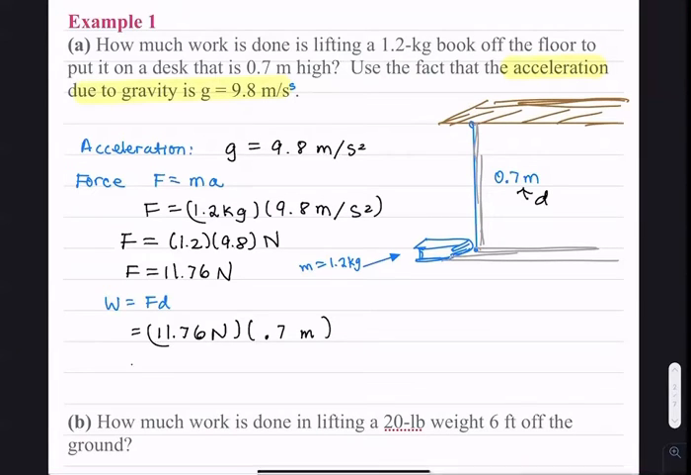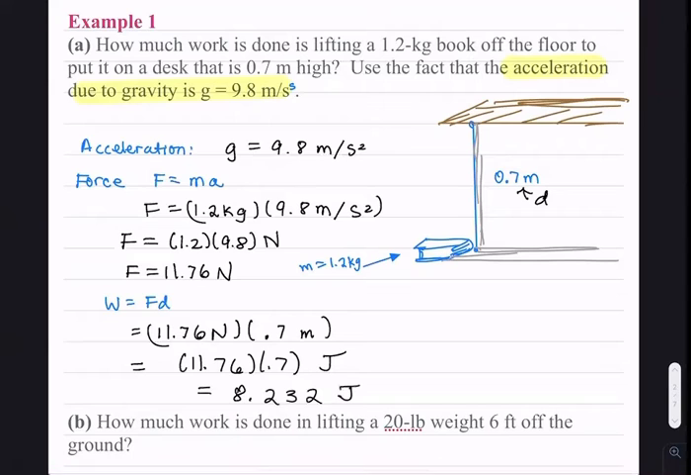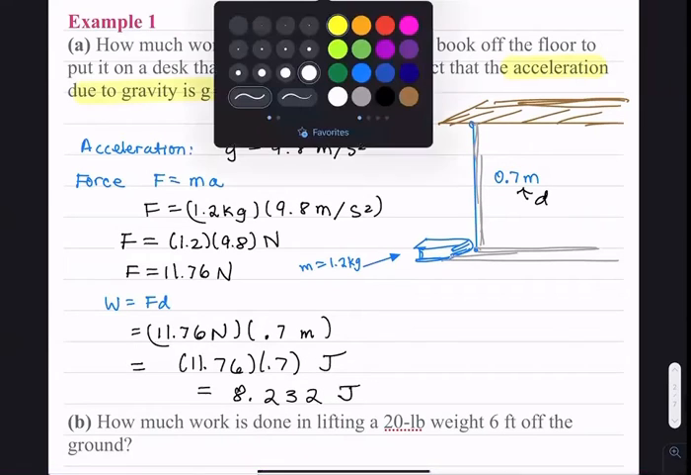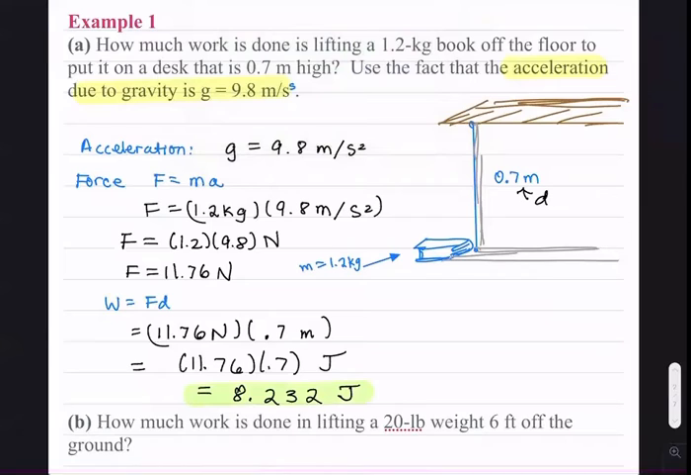Now, when I multiply this, I'll get 11.76 times 0.7. A Newton meter is a joule. So I do 11.76 times 0.7, and this is an exact value, not an approximation, 8.232 joules.